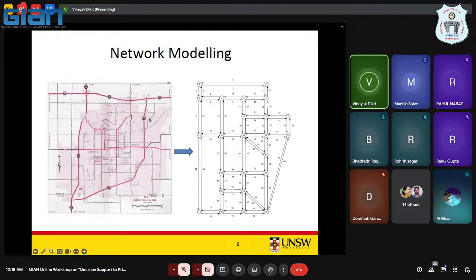So this is just an example. This was actually the first model. You'll see this particular network used in a lot of historic network modeling work. This is Sioux Falls. This is how the Sioux Falls network looks, and then you abstract it into a bunch of nodes and links. All right.